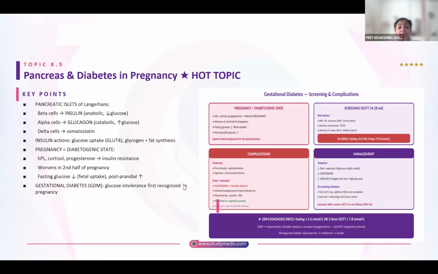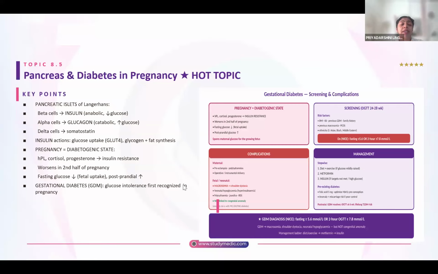Now, if you look at pregnancy, pregnancy as such is a diabetogenic state. Now, why is pregnancy a diabetogenic state? Because of these hormones which are anti-insulin or which cause insulin resistance. What are they? The key hormone which is associated with the diabetogenic state is your human placental lactogen that is released from the placenta. Apart from this, the other hormones that can act as contributory factors to the diabetogenic state are your cortisol and your progesterone also.